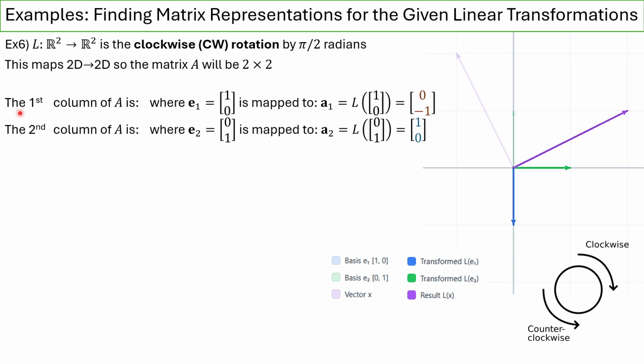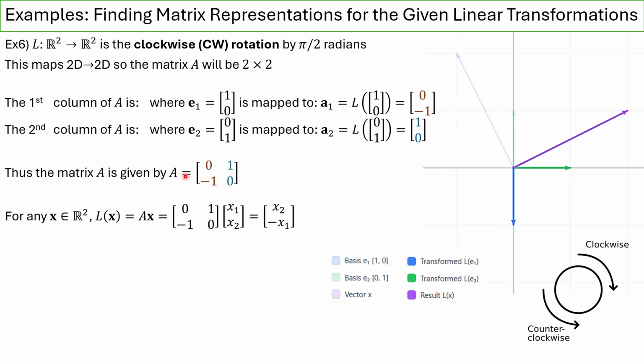All right, so the first column of A is where the first basis vector is mapped to. If we were to rotate the first basis vector 1, 0 by 90 degrees, we would end up directly down at 0, negative 1. And then the second column of our matrix A is going to be where our second standard basis vector 0, 1 maps to. Doing that rotation, we should end up at 1, 0. And so we can build the matrix exactly like this, stacking columns side by side.